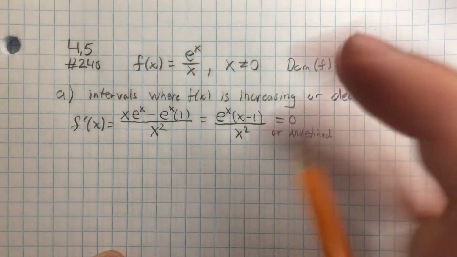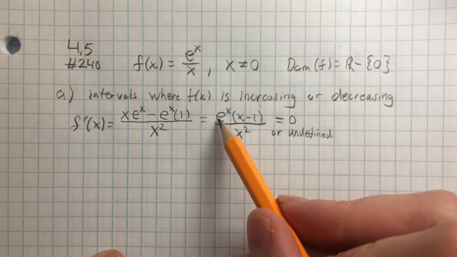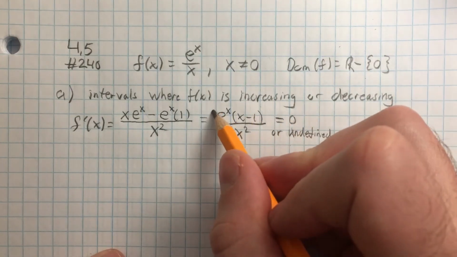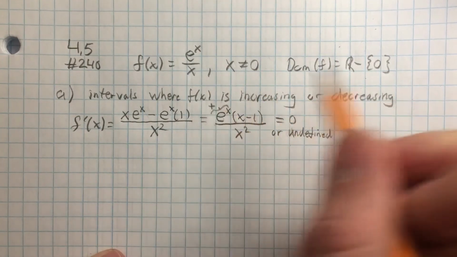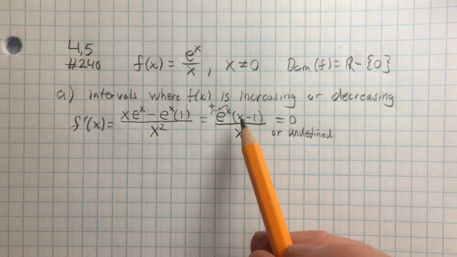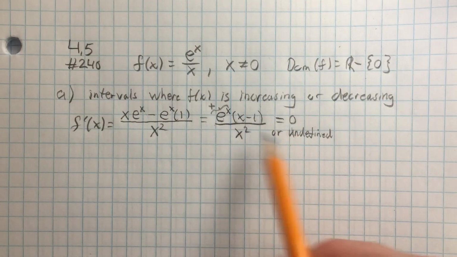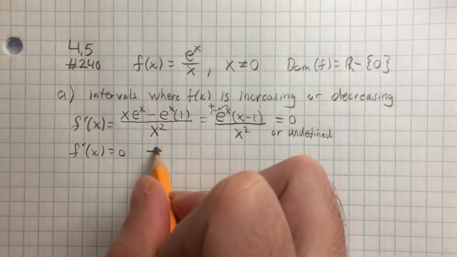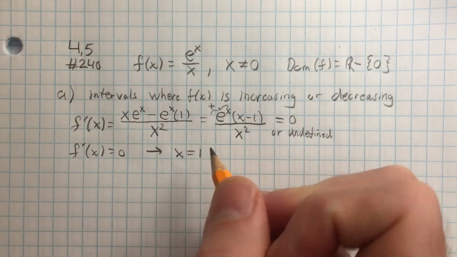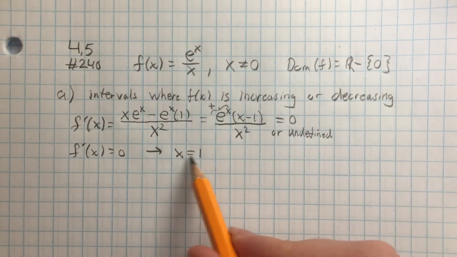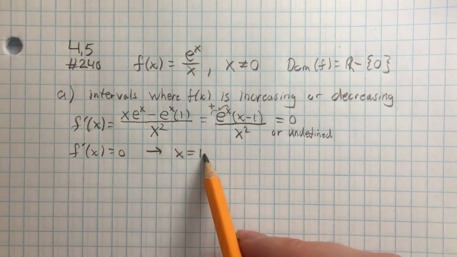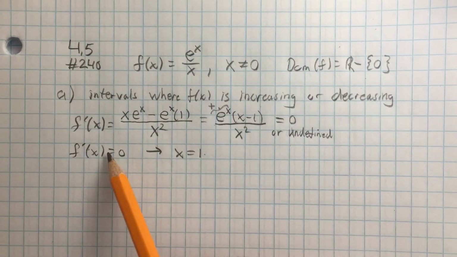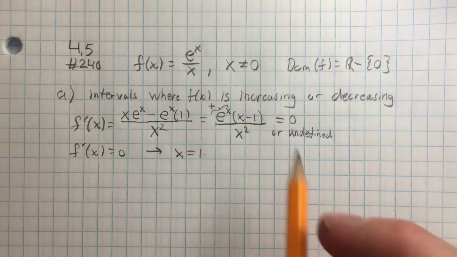Okay, so it becomes obvious pretty quickly that e to the x is never going to be 0. We know e to the x is always positive. Right? Always a positive function. X minus 1 could be 0 if x were 1. Right? So if f prime of x is equal to 0, we get that x should equal 1. Okay? So there is a place, what does that mean? It means there is a place on the function where the tangent line has slope 0, right? Where the tangent line goes horizontal.